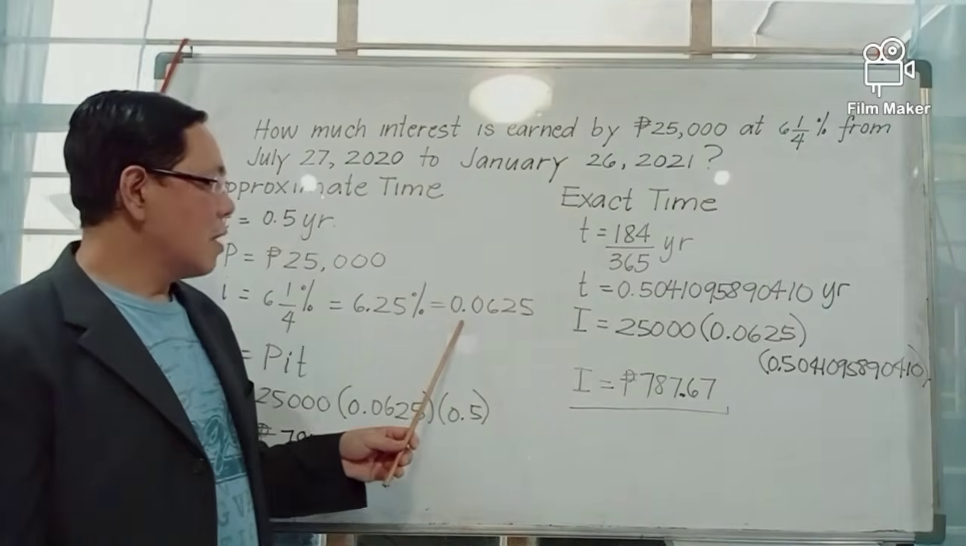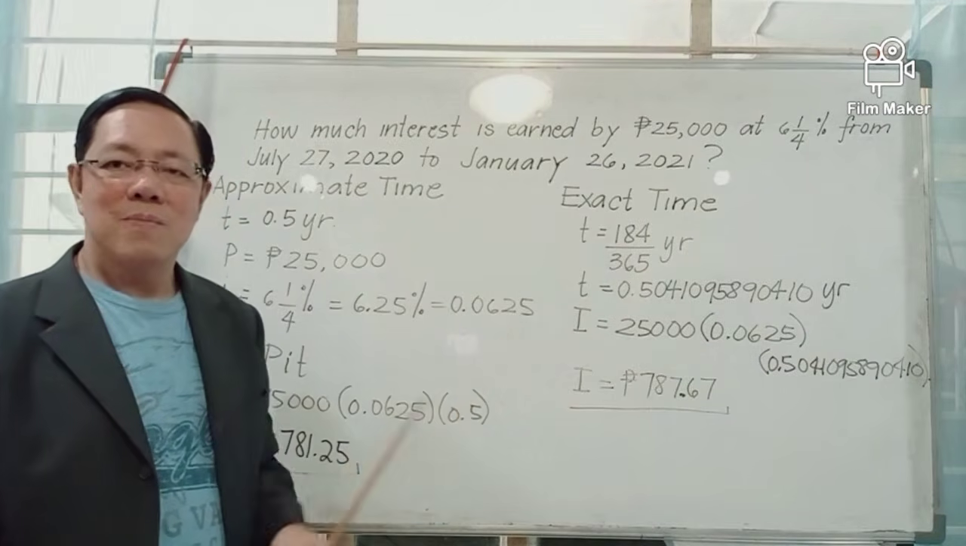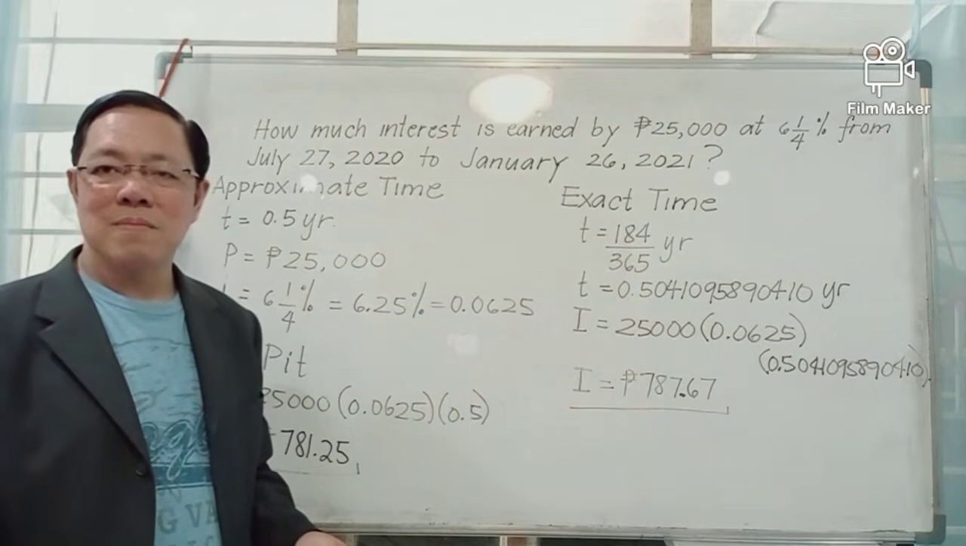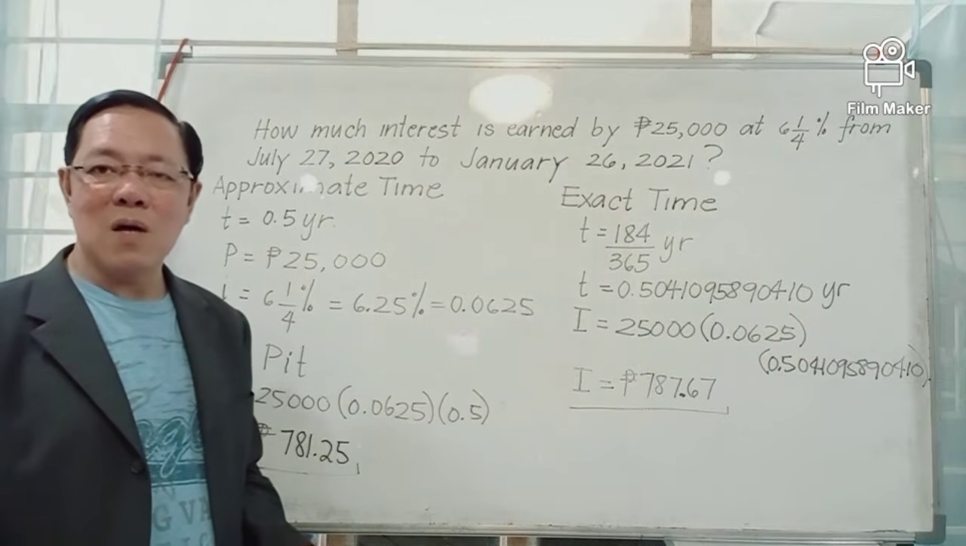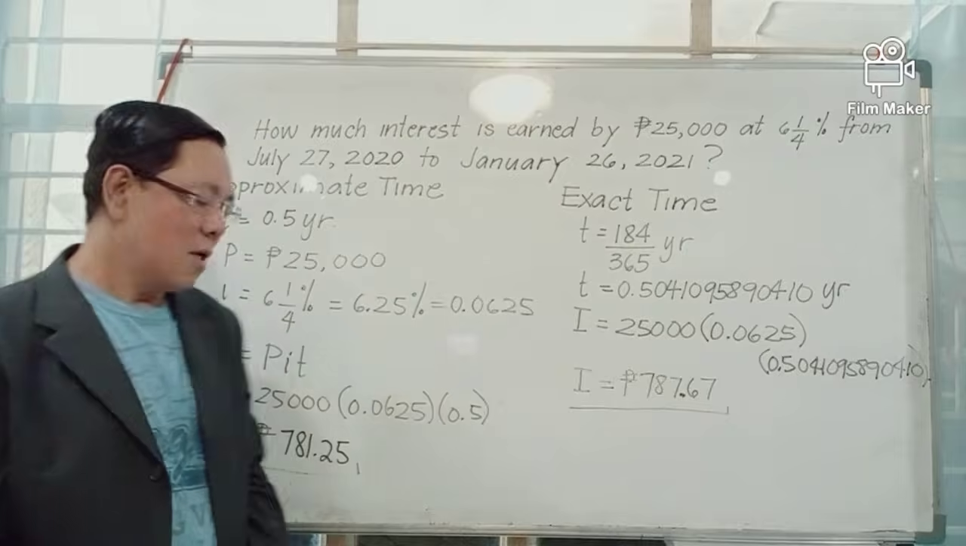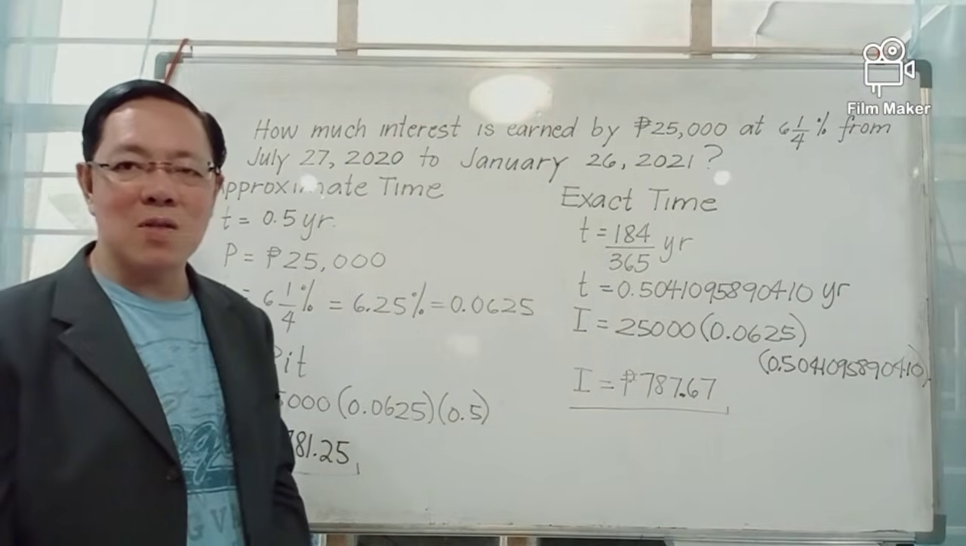0.0625. And we do not round this up yet to 2 decimal places, because we will round up the final answer. We will only use the rounding off to 2 decimal places when we get the final answer for the approximate amount of interest.